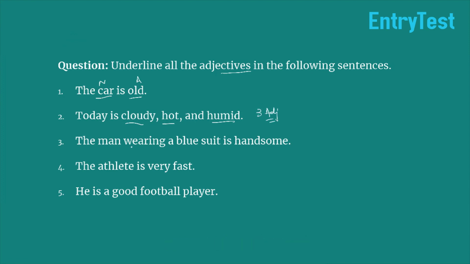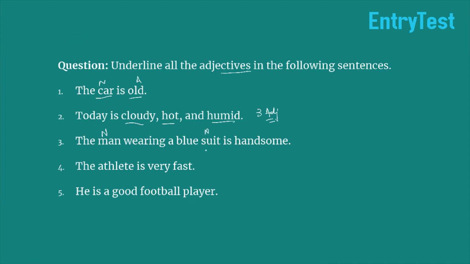Let's see the third one. So friends, this is a bit tricky. So please solve this with me. The man wearing a blue suit is handsome. So first let's find out what are the nouns here. So man is the first noun. It is the name of the person. Wearing a blue suit. So suit is another noun because it is a thing.